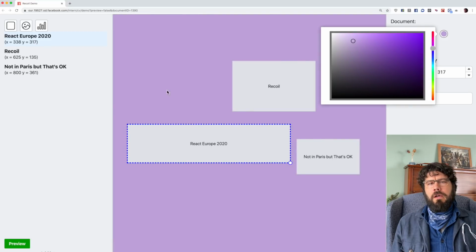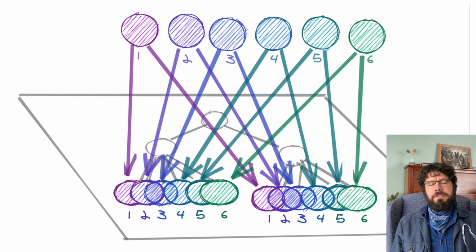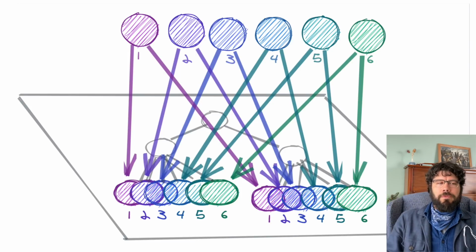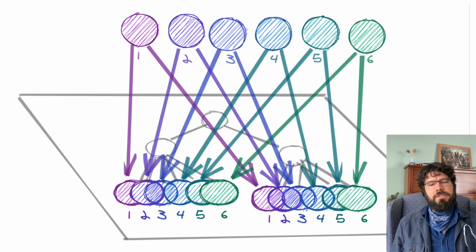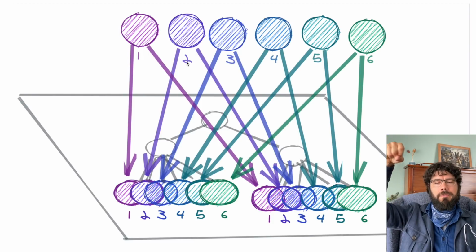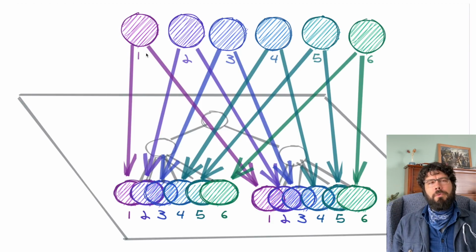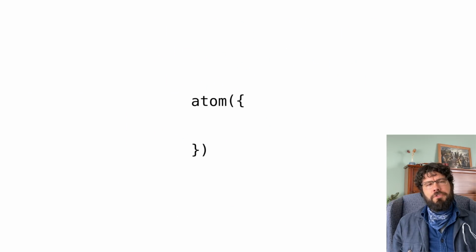Okay, so I'm going to now do the harder case where we have an indefinite number of atoms, one for each item that's on the canvas, which is the thing that you can't easily do with React context. So you'll notice that each of these items has an ID. We have that ID array up at the top of the app. And what we want is basically a different atom for each of these. So let's just make a function that takes an ID and returns an atom.